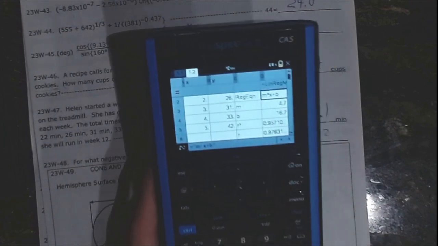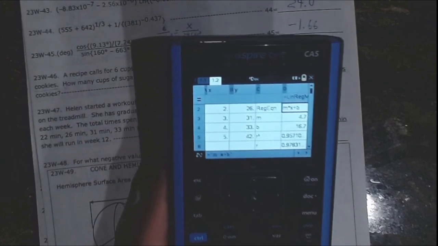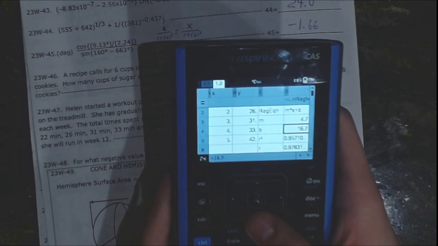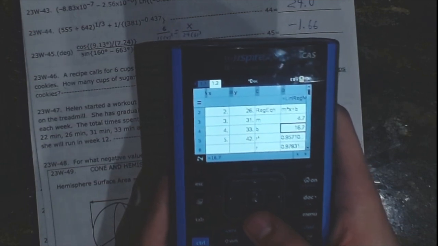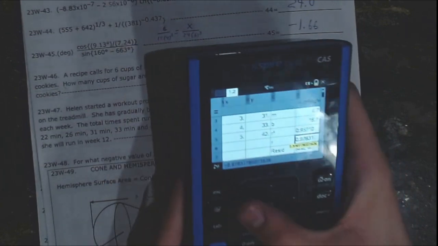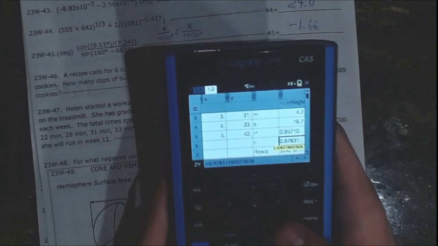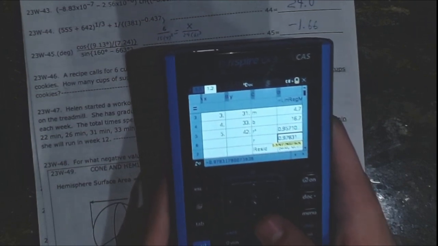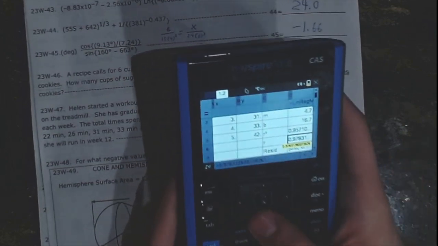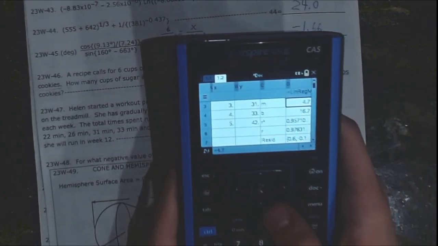So I'll double click enter, and I get my equation in the form of y equals mx plus b, where my m is my slope, which is 4.7, and my b is my y-intercept, which is 16.7. Some other important things to note here, like our R value is our correlation coefficient or regression coefficient. Sometimes the question will ask for the correlation coefficient of a set of numbers, and this is what you'd want to look for. But we want to predict how many minutes she's going to run on week 12.